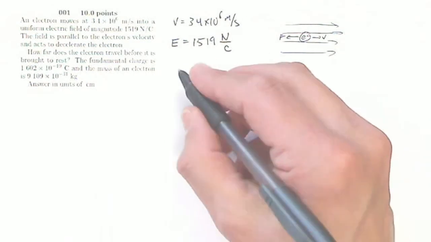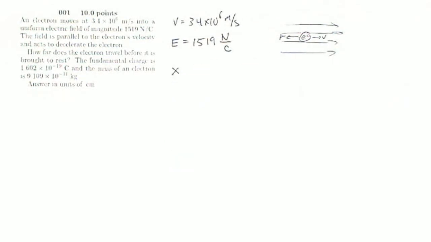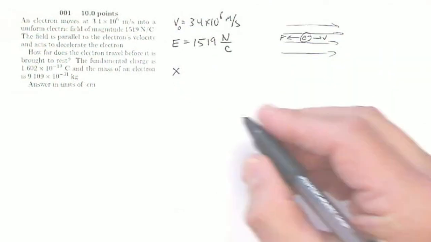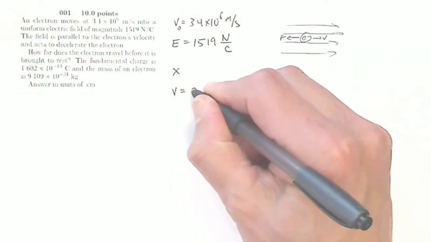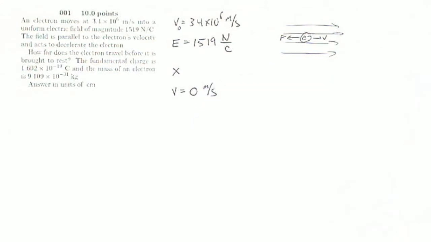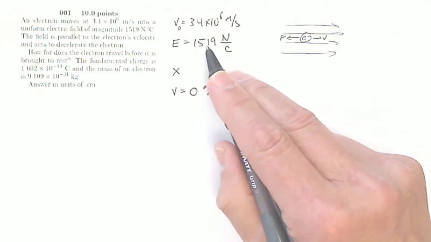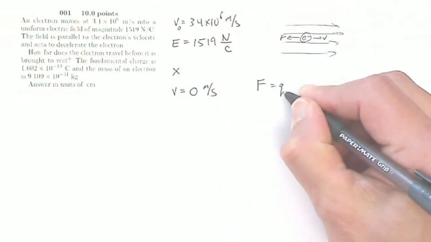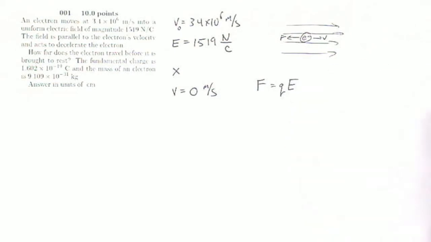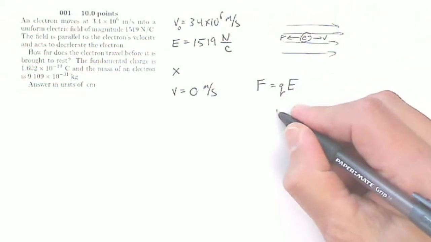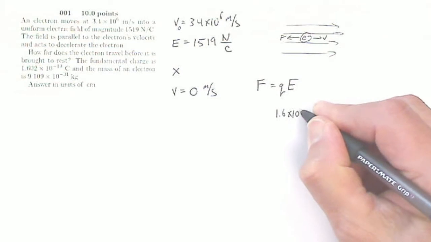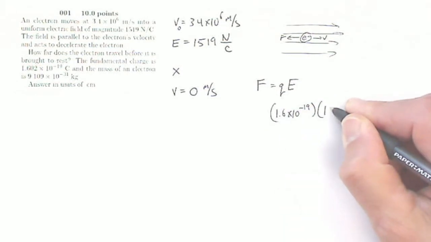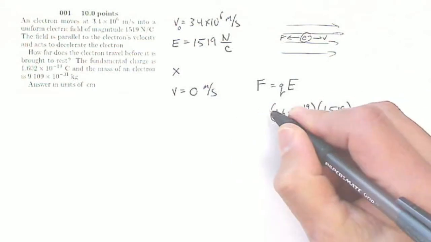Well, I'm looking for a displacement of the electron before it is brought to rest. So I have an initial velocity of 3.4 times 10 to the 6th. I know that my final velocity is going to be 0 meters per second. I know the electric field. What I'm looking for is the force. Well, the force on the electron is going to be the amount of charge times the electric field. I know the charge on the electron is going to be 1.6 times 10 to the minus 19th coulombs. I'm just going to do the magnitude times my electric field of 1519, and that'll give me the force on the electron.